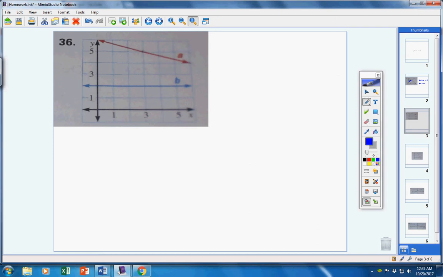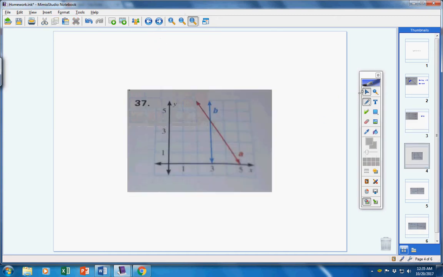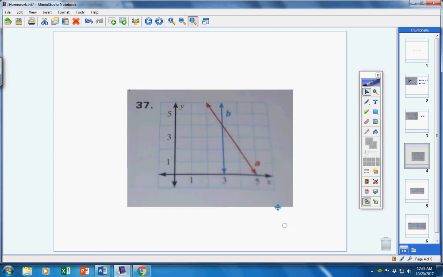Alright, now the blue line, there's no work to be shown. I taught you in your notes, all horizontal lines have a slope of 0. So that's it. No work to be shown. Very simple. Okay? 37.